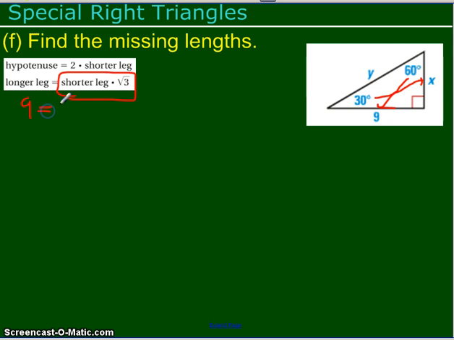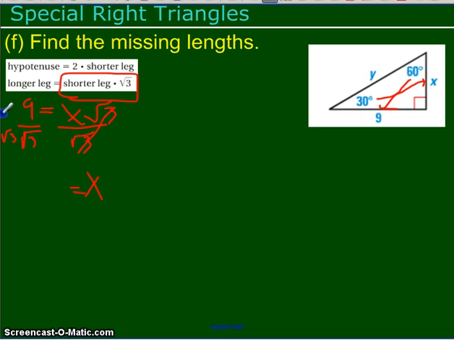So 9 is equal to X times radical 3. So I need to divide by radical 3 to figure out what X would be. Alright, so X then would equal, well, to simplify this, I need to multiply by radical 3 over radical 3. So I'd have 9 radical 3 over 3. So I want to cancel the 3 with the 9, and it will leave me 3 radical 3 for X. We figured out what X was.